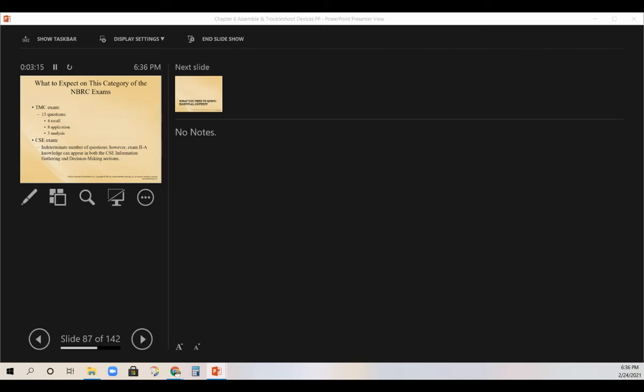So our objectives. This one is going to have 15 questions, which are going to be recall, 8 application, 3 analysis. We're going to be looking at our intubation equipment.